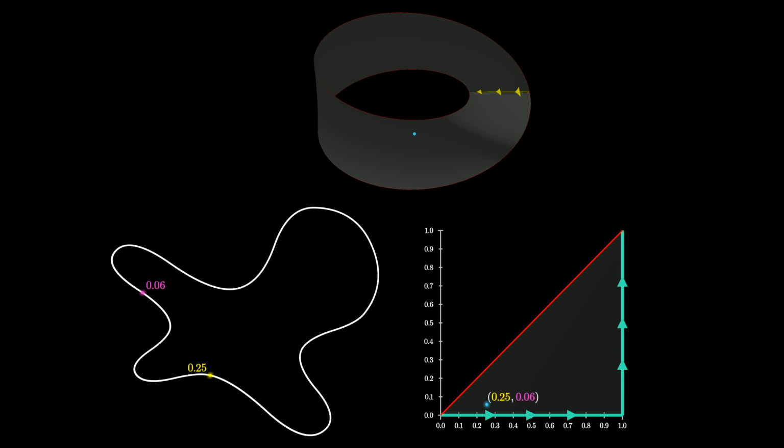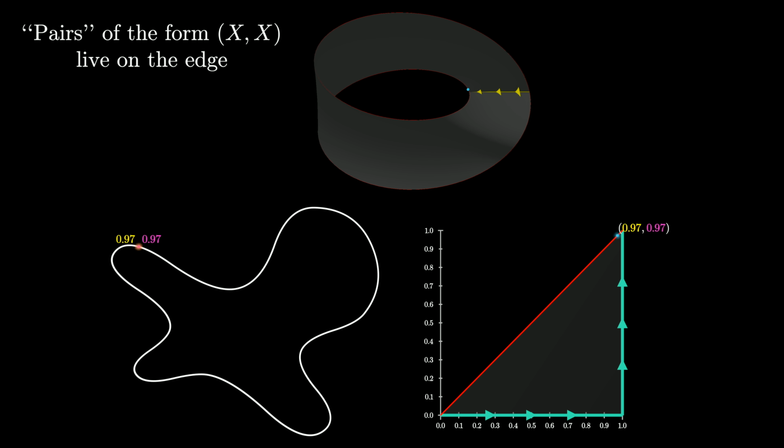The other thing I want to draw your attention to is the red edge of that Möbius strip. Originally, this is what came from the diagonal in that unit square. It represents all pairs of points that look like x, x. That is, pairs that are really the same point but just listed twice.